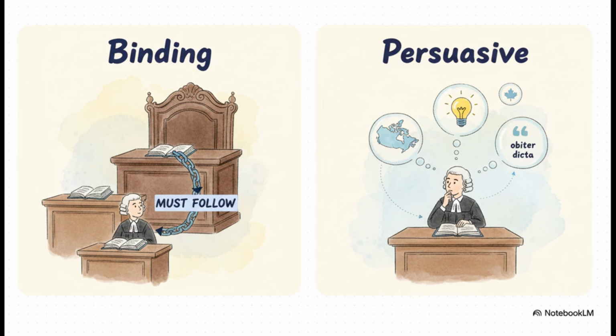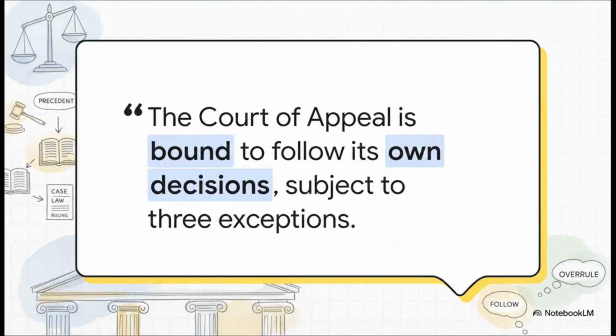A persuasive precedent, on the other hand, is more like getting some really good advice. A judge in England might look at a case from, say, the Supreme Court of Canada and think, that's a brilliant way of looking at it. I think I'll use that logic here. They're not forced to, but they can be persuaded. Same goes for obiter dicta. Those are just things a judge says in their judgment that are kind of by the way and not the core reason for the decision. Interesting, but not binding.